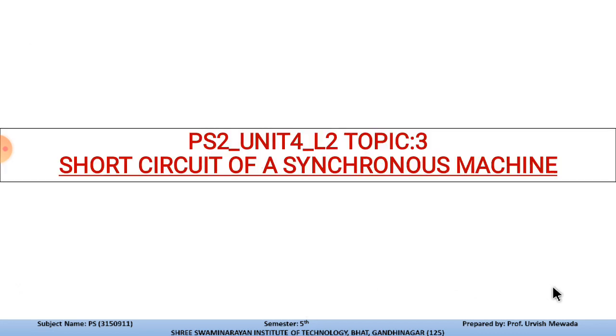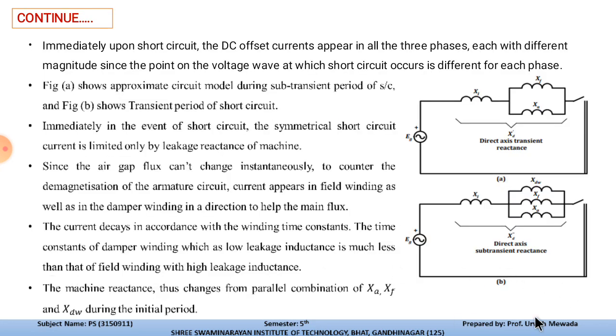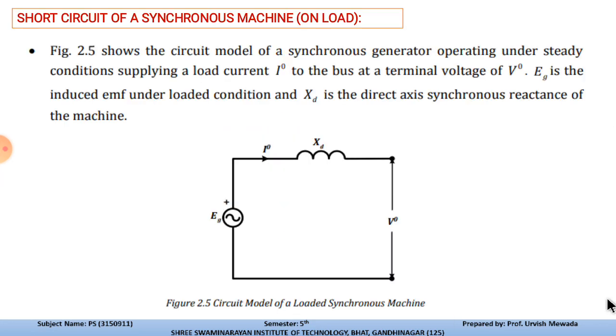So this is the first case, on no load condition, and this is the second case, the short circuit of a synchronous machine on load condition. On load condition, figure 2.5 describes the circuit model of a loaded synchronous machine. Here you can see that EG is the generated EMF that we are giving to the generator, which is connected to the synchronous machine.